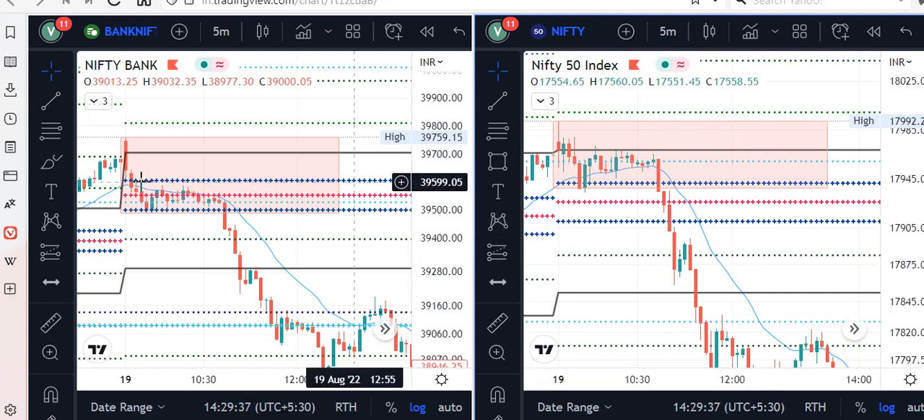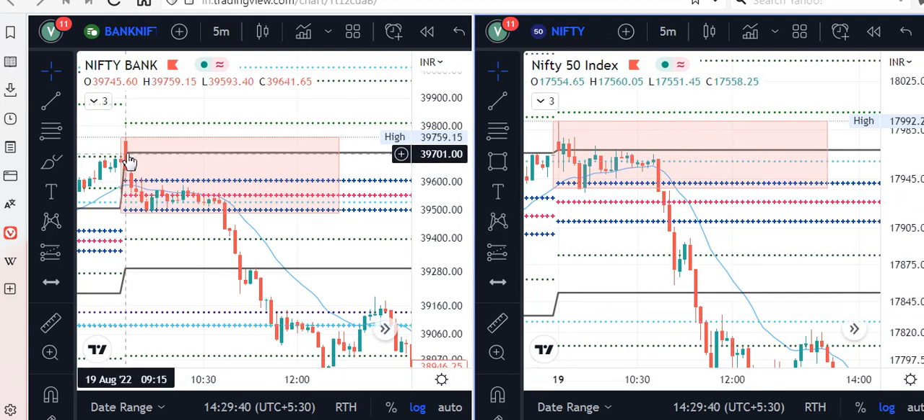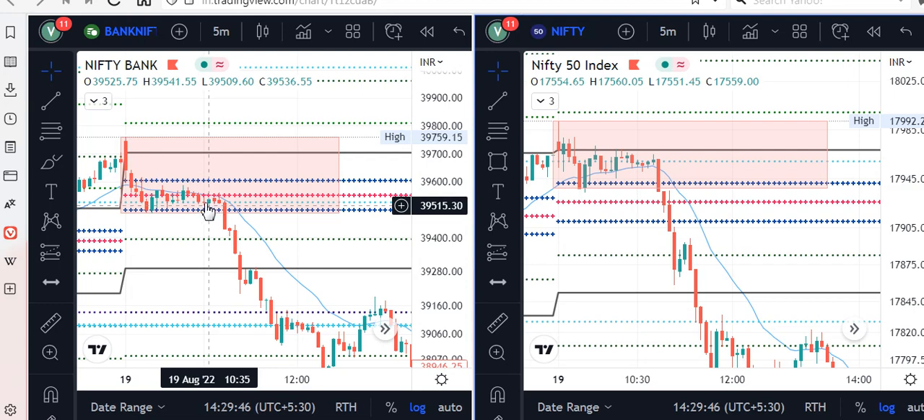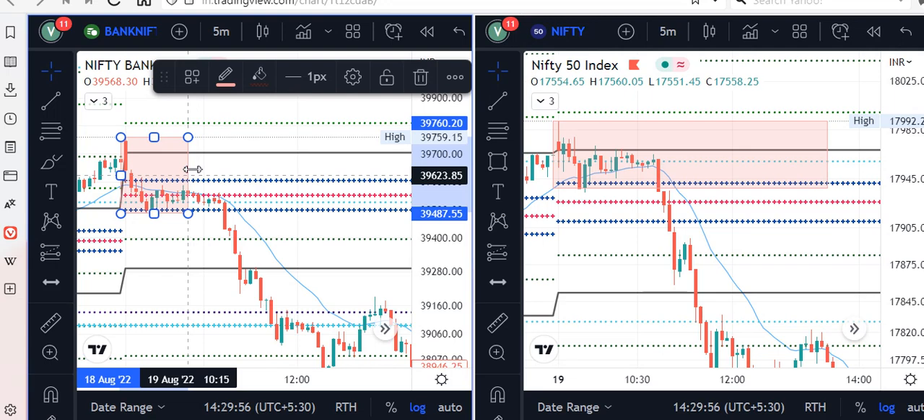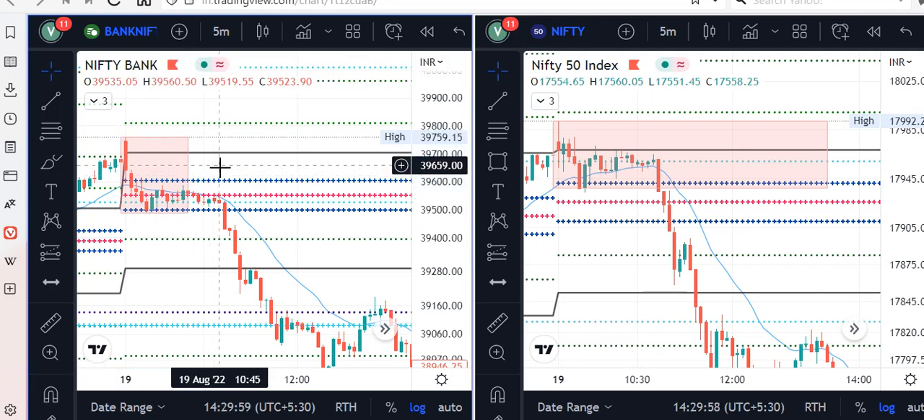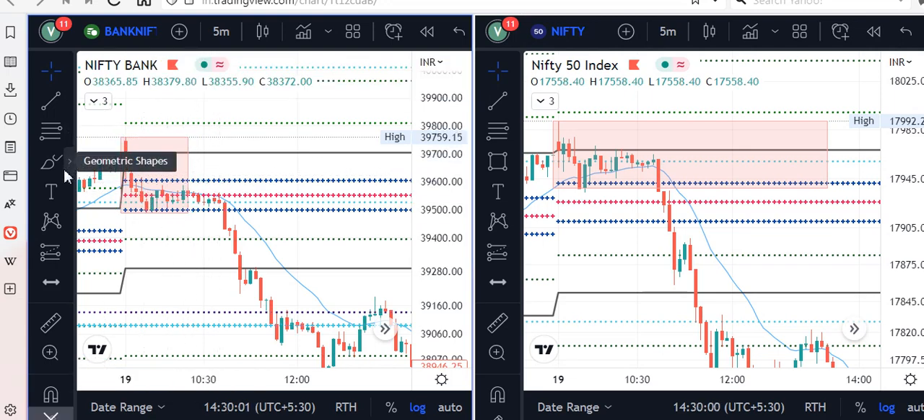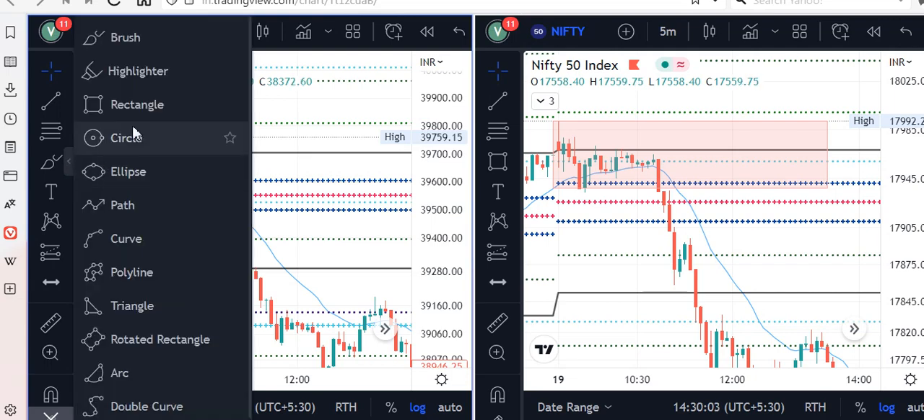So if you see here, this is the first 5-minute candle, the 9:15 candle. You have to wait until the first 1 hour close. That means the 10:15 candle close. Let's check where the 10:15 candle is. This is the 10:15 candle here. So you have to mark this level, and with the help of this rectangle tool, you can mark this.